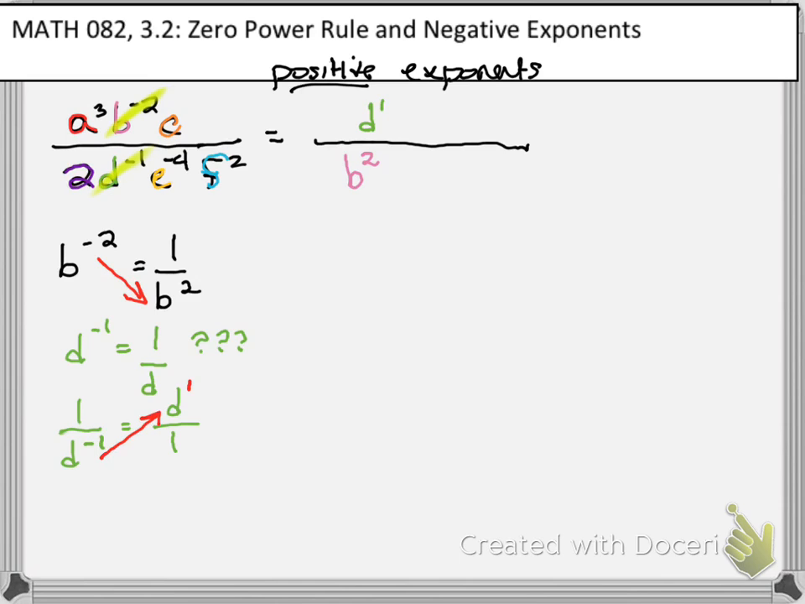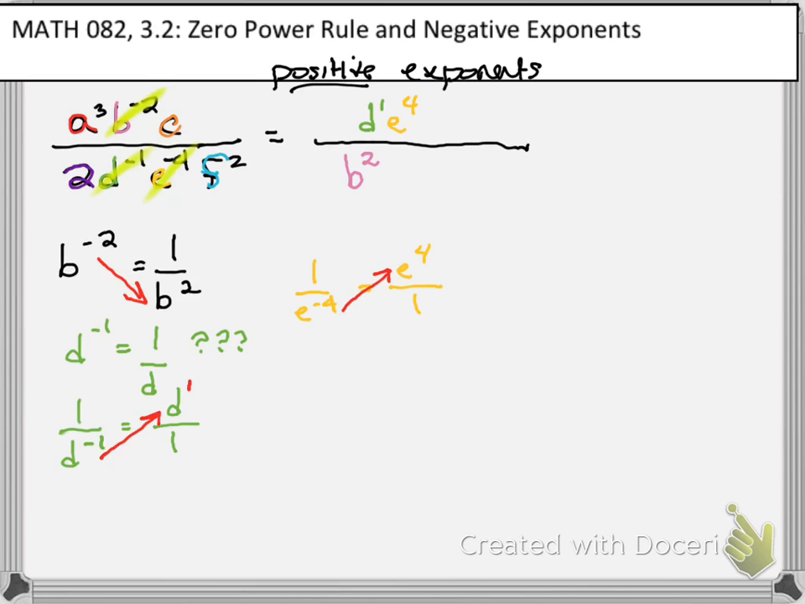Now we have 1 over e to the negative fourth. What's going to happen to that? Well, he's already downstairs, so he's going to move upstairs to the numerator. And remember, whether they move from the top to the bottom or the bottom to the top, notice that we are changing the sign of their exponent. Okay, so we're done with him.